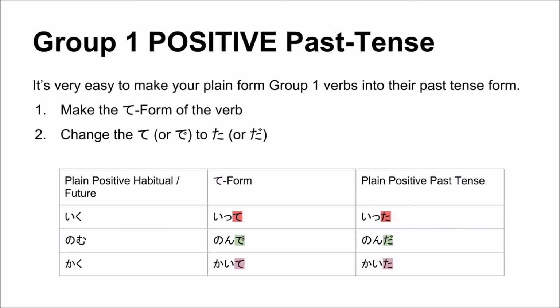Group 1 positive past tenses are a little bit tricky, but not so bad. Did you learn your te forms? You gotta learn your te forms. I told you to learn them. I told you to practice them. Did you do it? Okay, good. Awesome. I'm glad you did. So basically just take that te, turn it to a ta, or if it ends in a de, change it to a da.